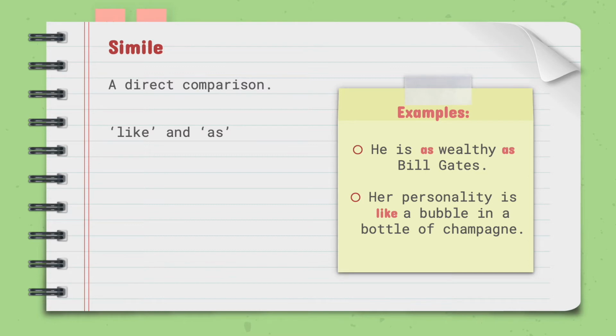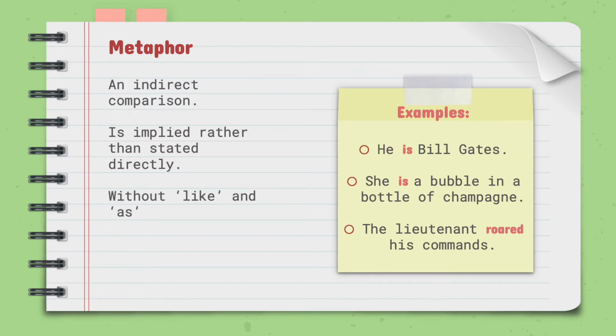The next example says, her personality is like a bubble in a bottle of champagne. In this example, we see the word like used, and this is how we can identify that it is indeed a simile. Now, on to the next comparison, a metaphor.